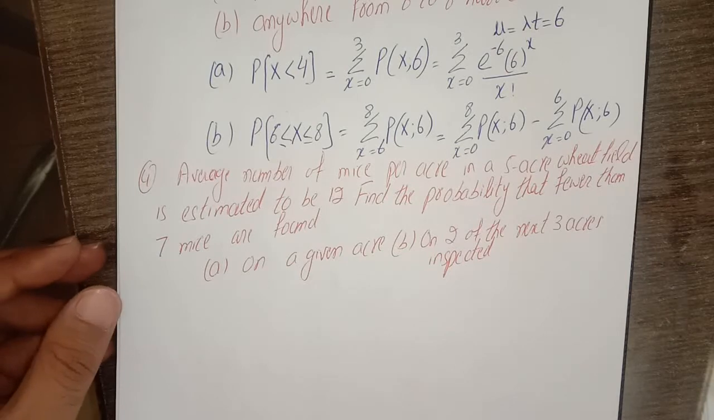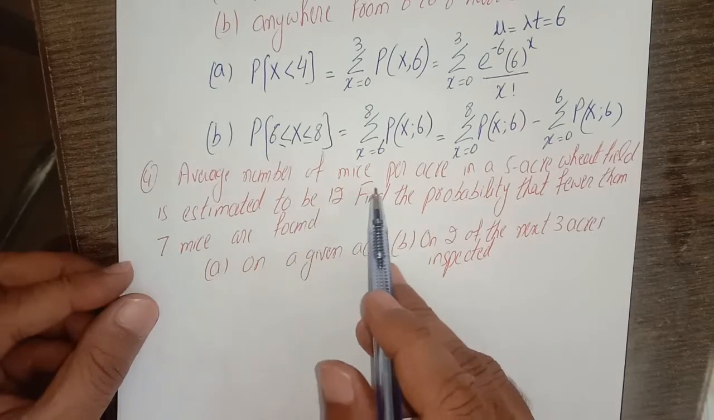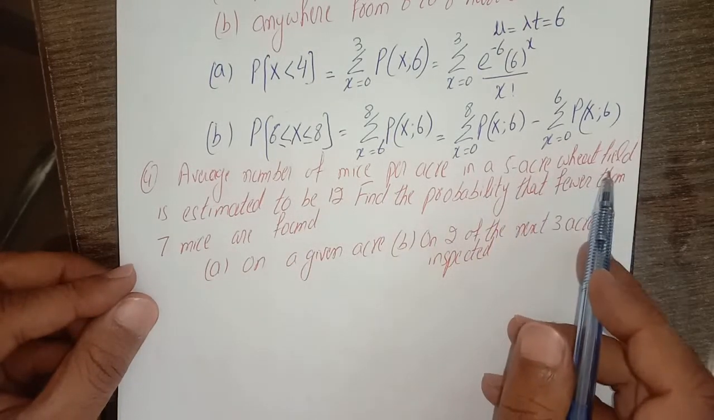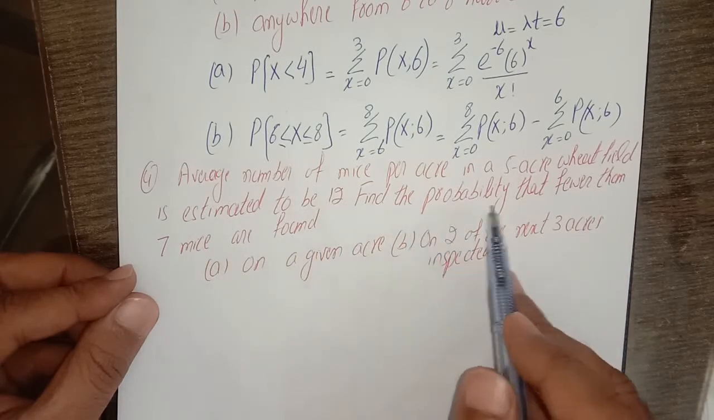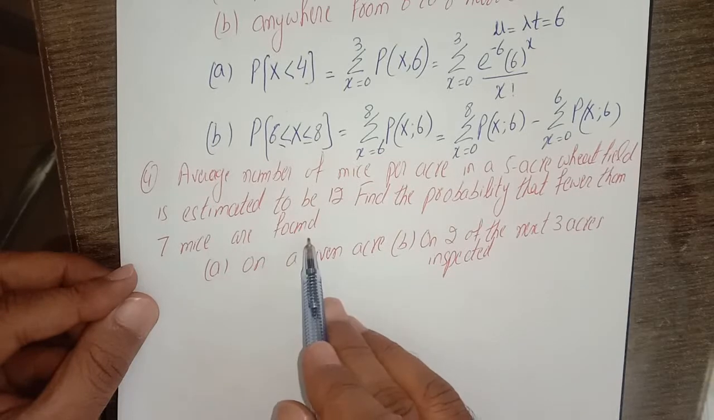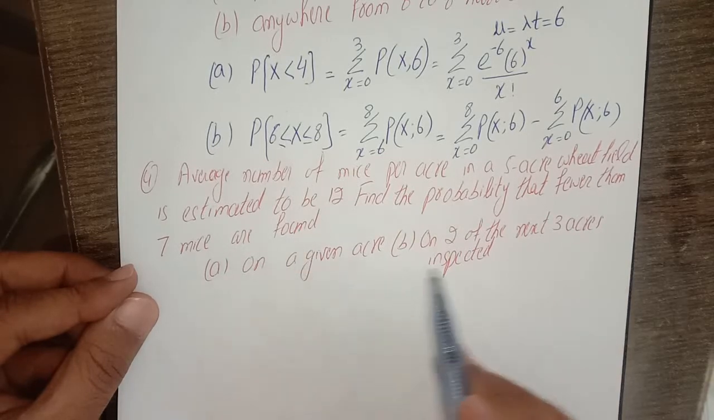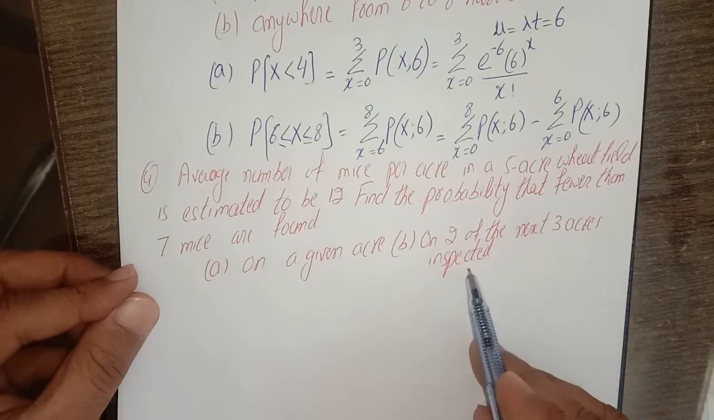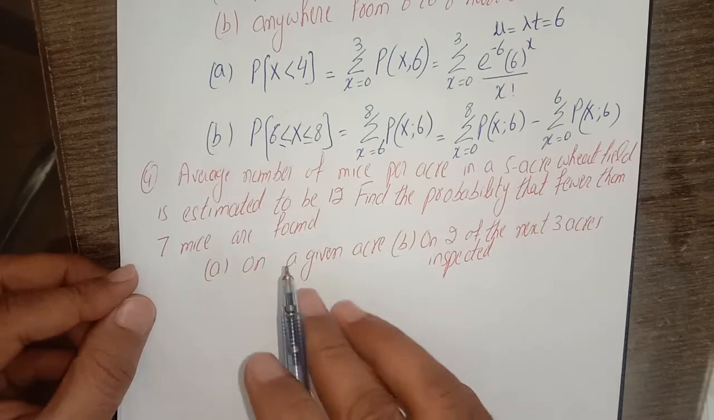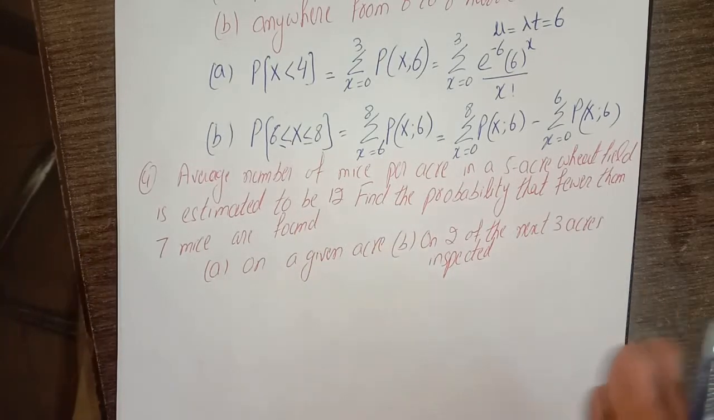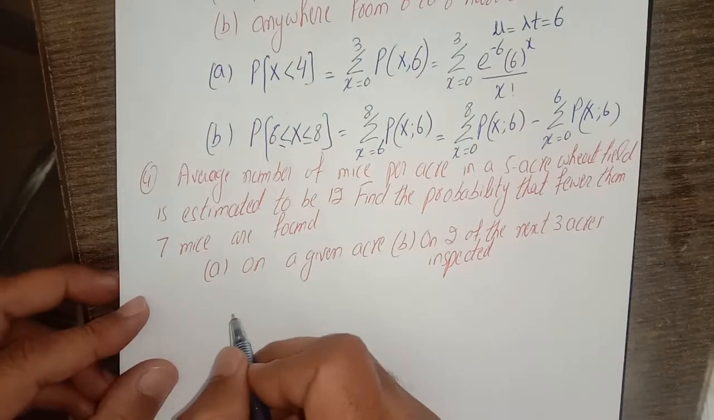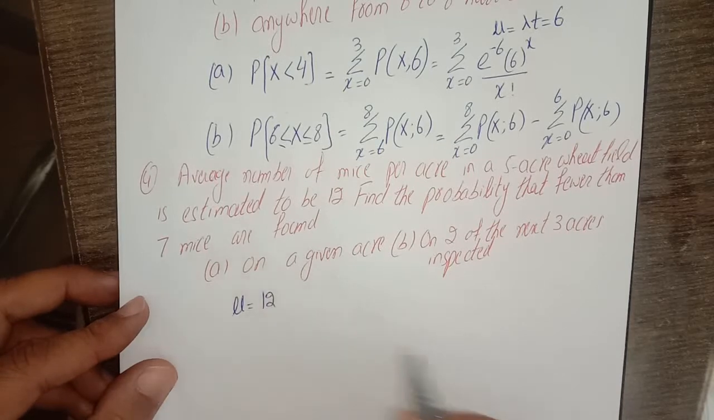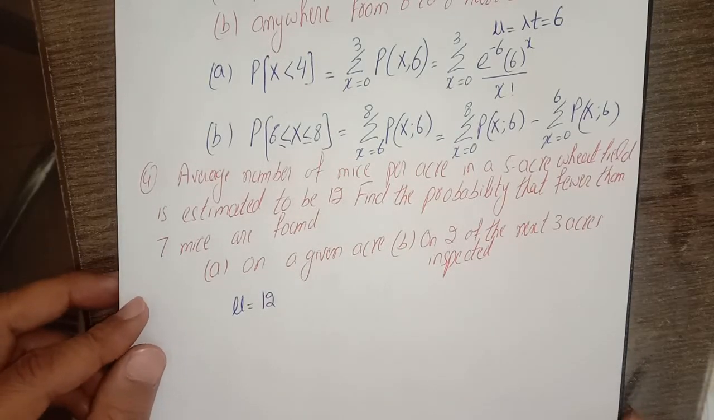The next numerical is: the average number of mice per acre in a 5-acre wheat field is estimated to be 12. Find the probability that fewer than 7 mice are found on a given acre on 2 of the next 3 acres inspected. So once again we have to find the probability of the random variable in a specified region. So it's a Poisson distribution with mu equal to 12, right? It is given as 12 per acre, right?